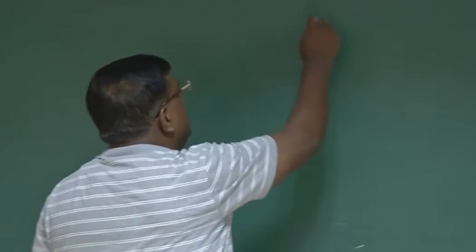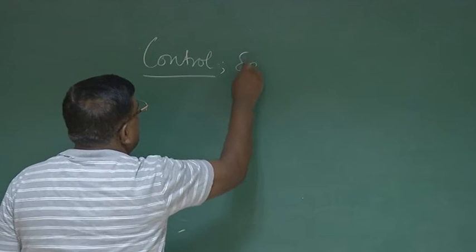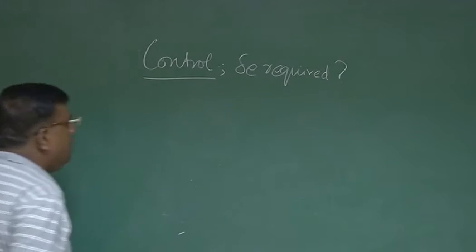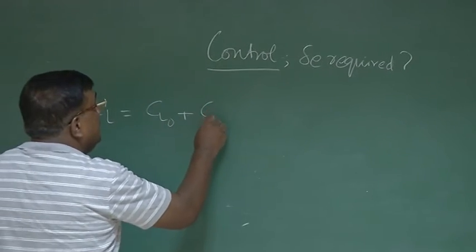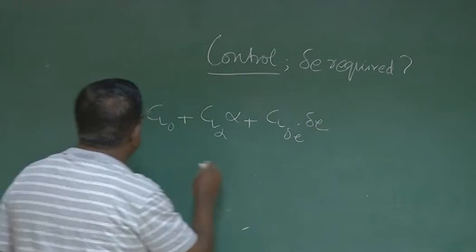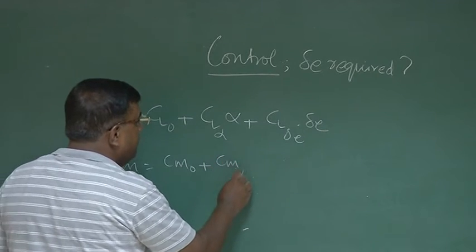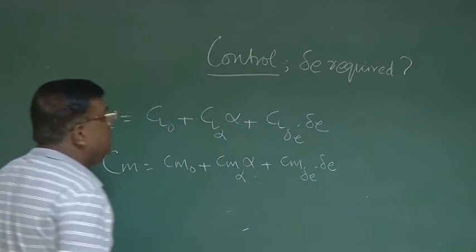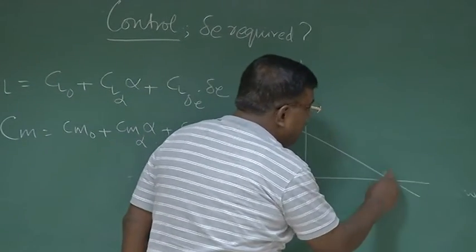So we are now ready for answering the question after all this warm-up. We know CL is equal to CL naught plus CL alpha into alpha plus CL delta E into delta E. Similarly, Cm we know is Cm naught plus Cm alpha into alpha plus Cm delta E into delta E. Now think of if I am trying to go to a trim, some point here.